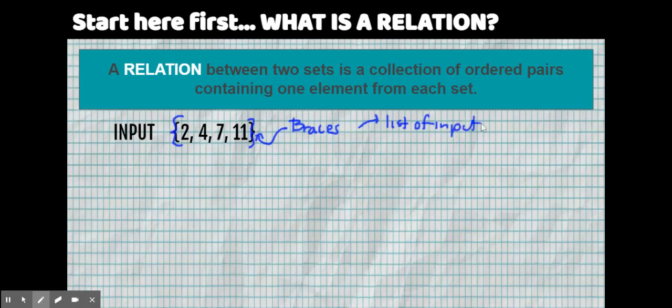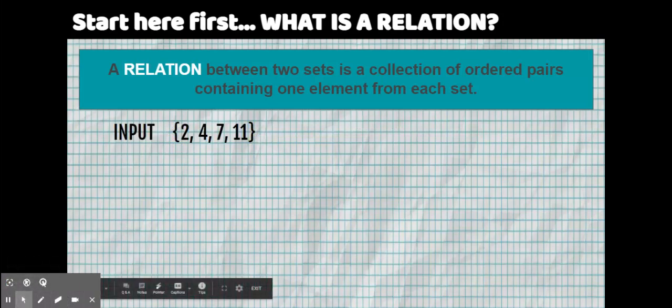Okay, so if we use that set notation, we have to say, okay, so what did you put in this function machine? I put in a 2, a 4, a 7, and 11. What do you think would happen next? Because if we have to state the input values, then hopefully you know that we should state something else.